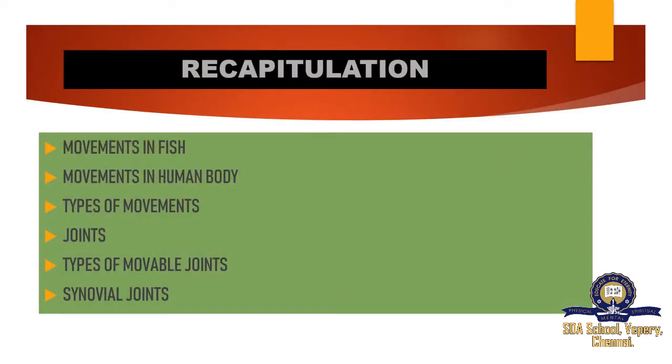Recapitulation. In our last class, we studied the movements in fish, movements in the human body, types of movements and joints, types of movable joints and immovable joints. Finally, we studied synovial joints. These are the topics we studied in the previous video session. In this video session, we are going to study some more topics in this lesson.